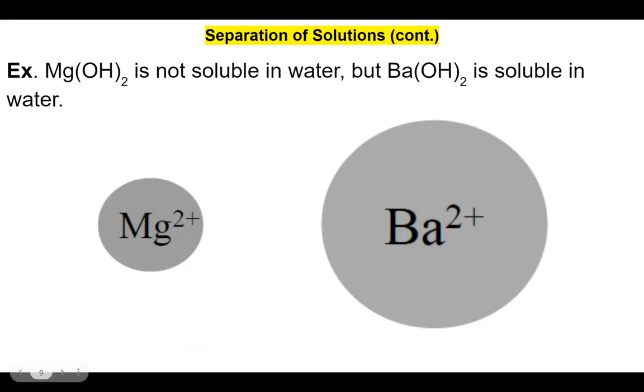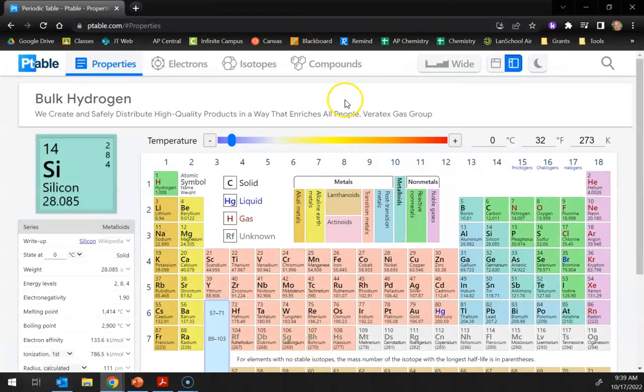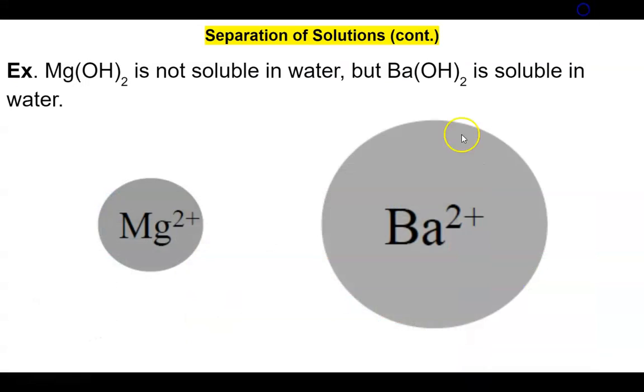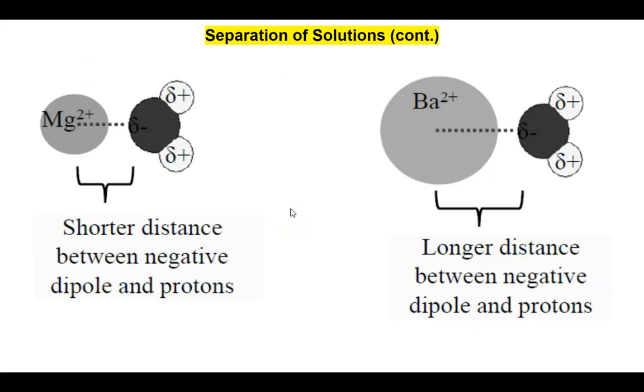Now let's take a look at where these two are on the periodic table. Magnesium is right here on our periodic table, and then barium is down here. Magnesium has 3 energy levels, barium has 6. So barium is going to be a much larger ion than magnesium. Those valence electrons are going to be much further away from the nucleus.